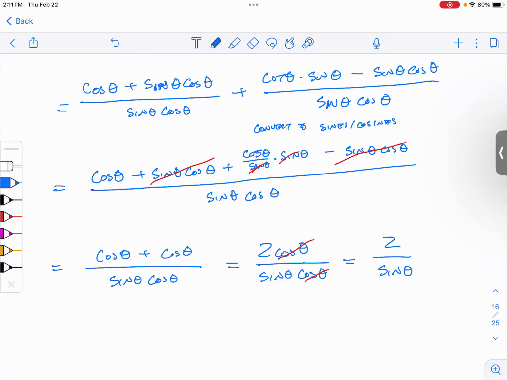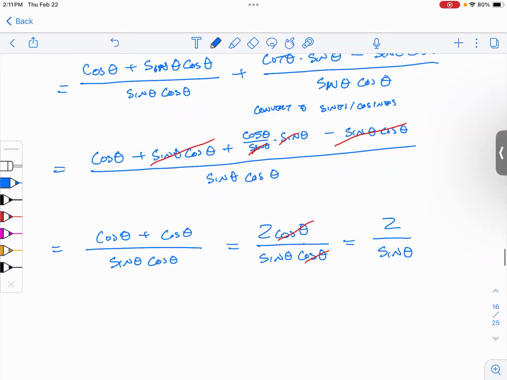And I could leave it like that, but I can do one more step just to get rid of the fraction entirely, which would be what? Something over sine theta is actually what trigonometric function? Cosecant.